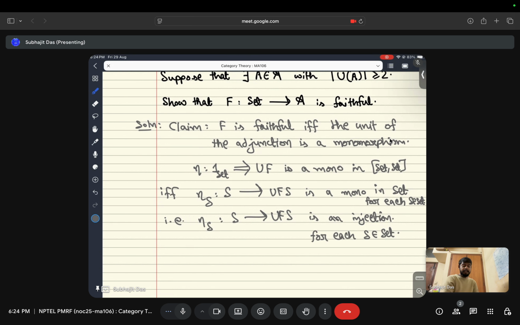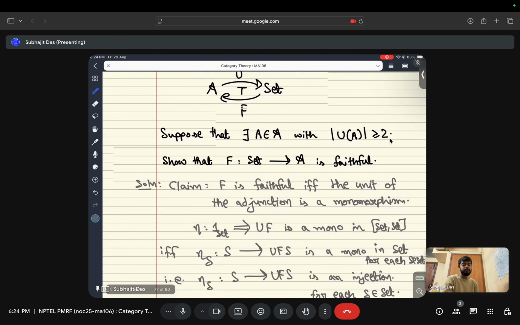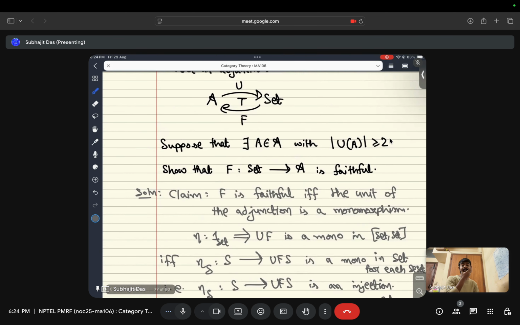Right? So this is what we need to show, that eta S is an injection for each S in set. So how do you show this? I'll give you 2 minutes to think about this.